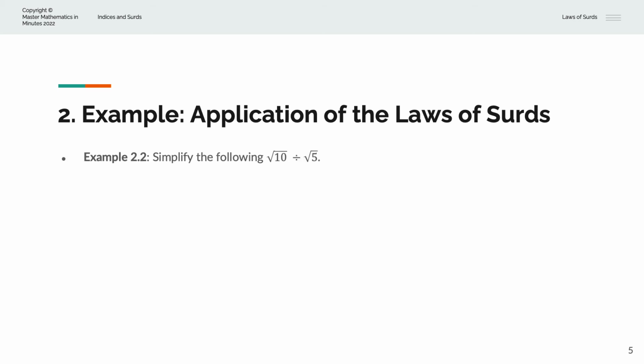In the second example, we're asked to simplify the square root of 10 divided by the square root of 5. And so we'll apply the second law. So we have the square root of 10 divided by the square root of 5. We can rewrite that in fractional form as the square root of 10 over the square root of 5. And according to the second law, that is equal to the square root of 10 divided by 5. And that simplifies to the square root of 2.